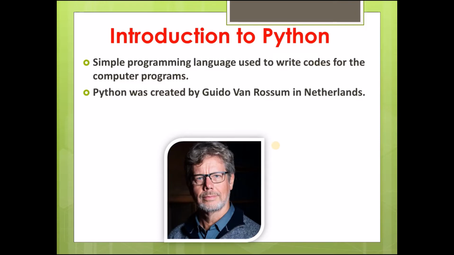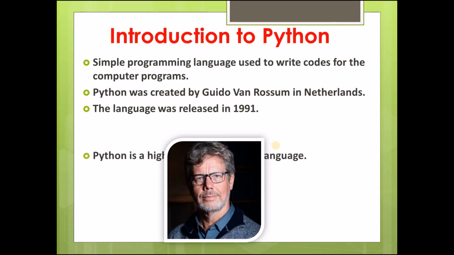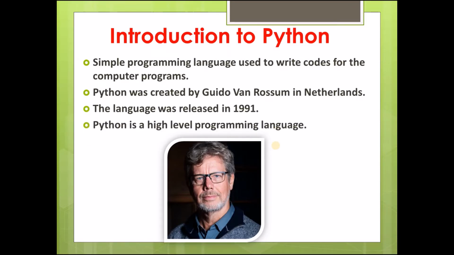He was working at CWI. CWI is Centrum Wiskunde and Informatica. It is a national research institute for mathematics and computer science in Netherlands. So that is where he developed this Python programming language. This language was officially released in the year 1991 and it is a high level programming language.